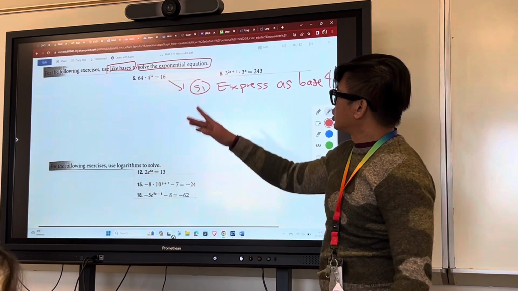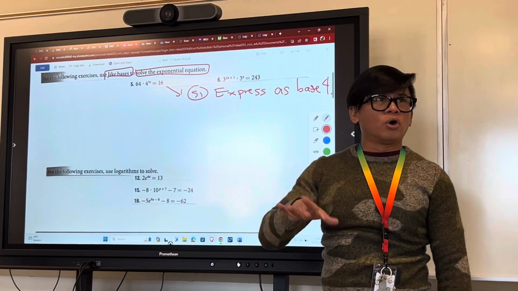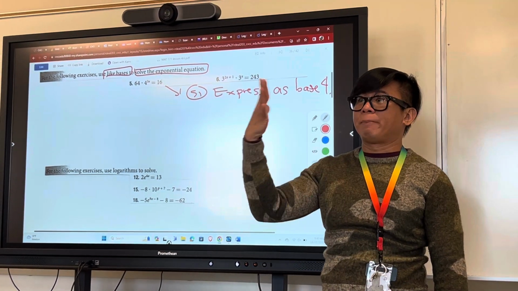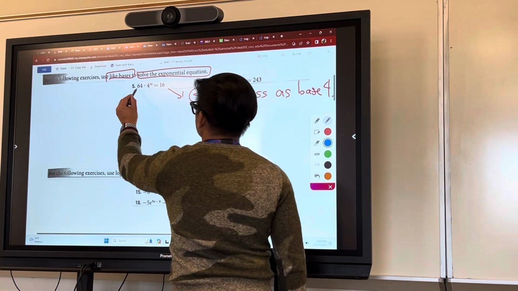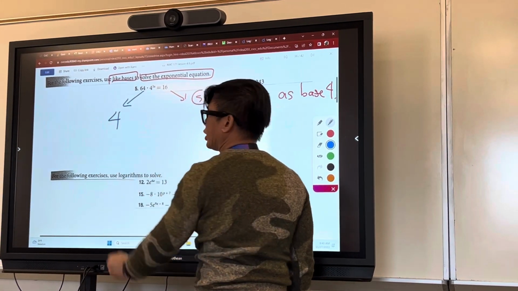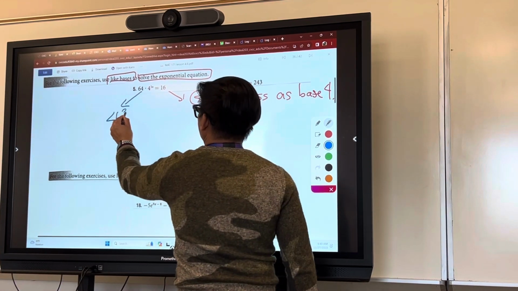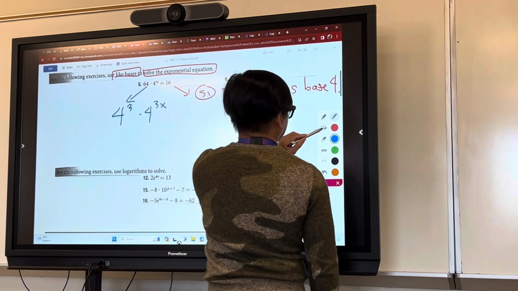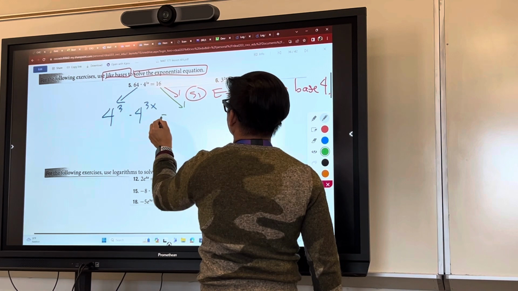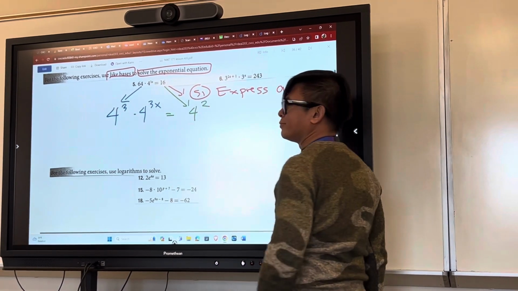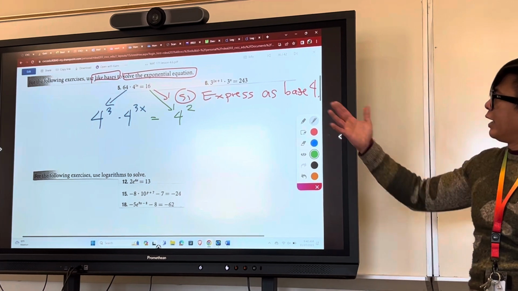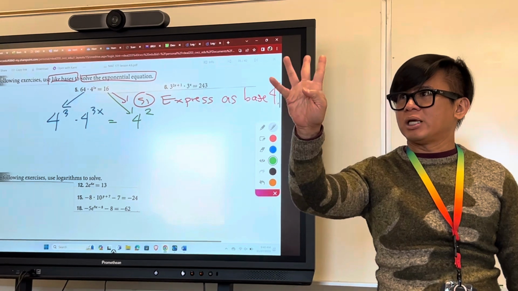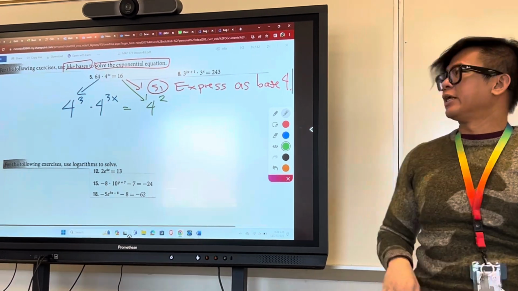So how would you express 64 as 4 raised to a power? And how do you express 16 as 4 raised to a power? Let's say 64 is 4 to what power? The third. Cube. Very good. So 4 cubed, and I'm going to put in the given, 3x. And the 16, I'm going to express as 4 raised to what power? Square. Good. So again, step number 1, express everything with the same base. Here the same base is 4.